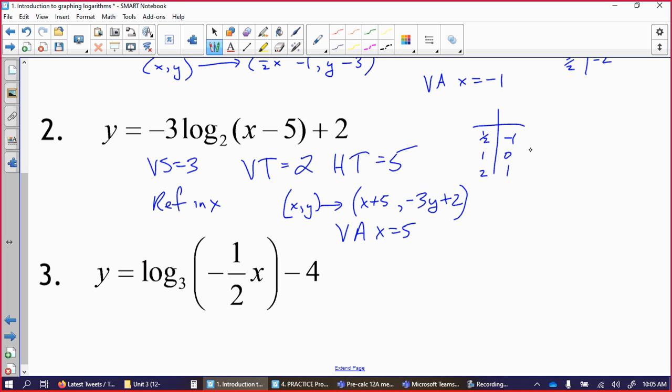-1, 0, 1. Goes to a half plus 5 is 5 1/2. So 10, 11. 1 plus 5 is 6. And 2 plus 5 is 7. -3 times -1 is 3. 3 plus 2 is 5. -3 times 0 is 0. 0 plus 2 is 2. Negative 3 times 1 is negative 3. Negative 3 plus 2 is negative 1.